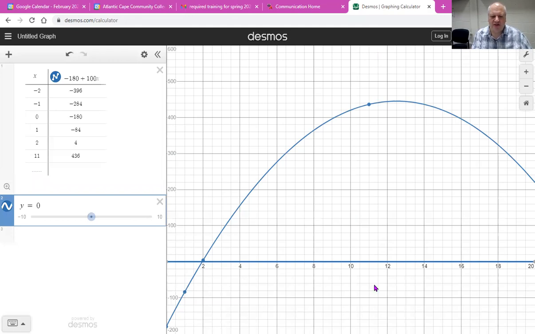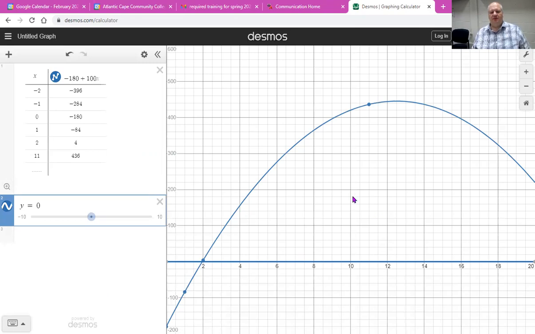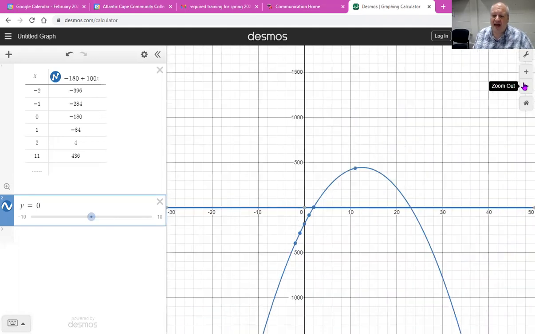The next one says, what is the largest profit possible? Take a look at this graph. Obviously, it's a parabola, and I know that you guys have studied parabolas before. Well, is it a parabola? Actually, it's not a parabola. Let me take that back. Whatever this function is, it clearly has a max, right? No, it is a parabola. Yeah, it's a parabola.